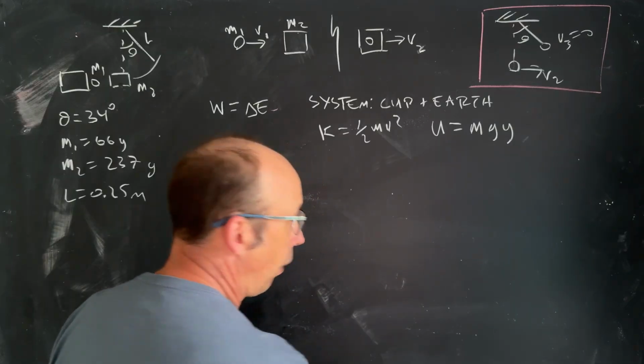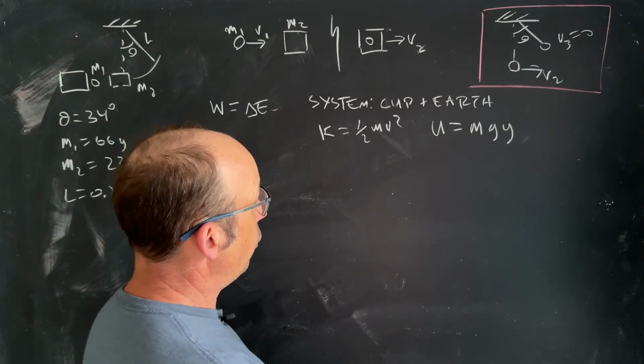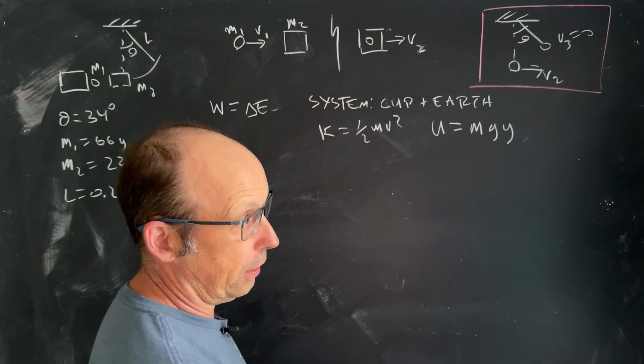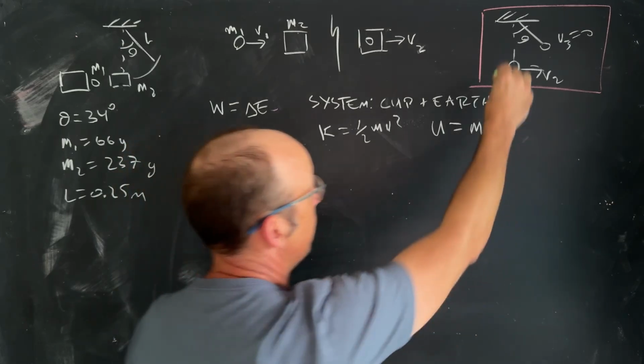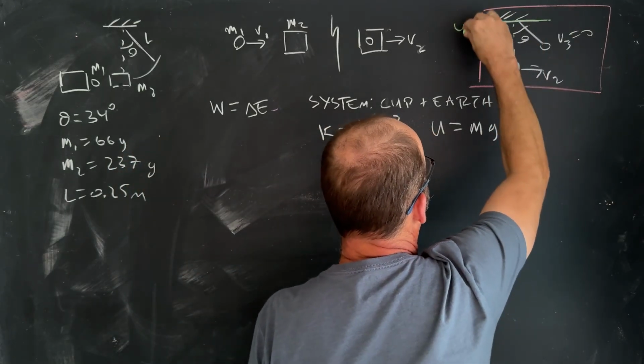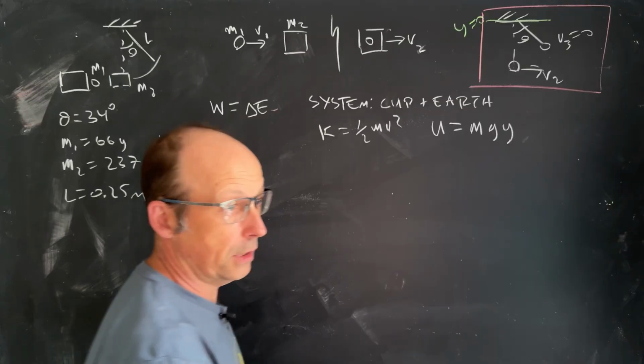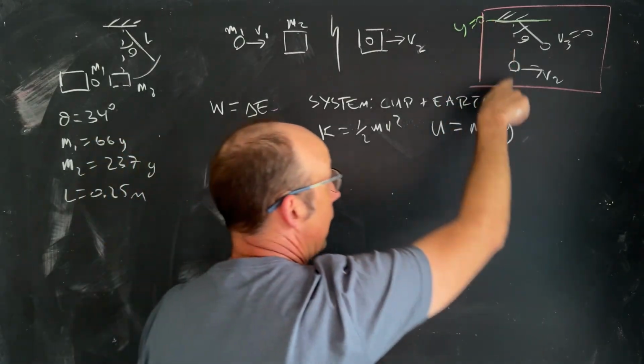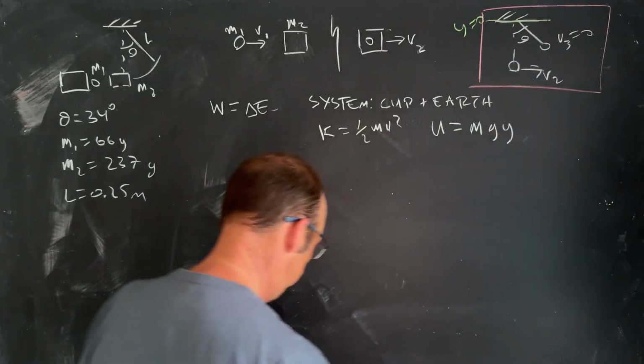There's no right answer. Just for fun, I'm going to pick up here at the top as my y equals 0. So this would be negative y, and that has a length L.